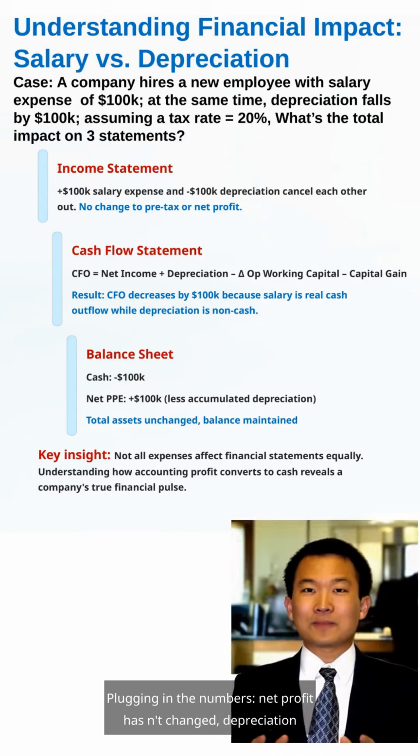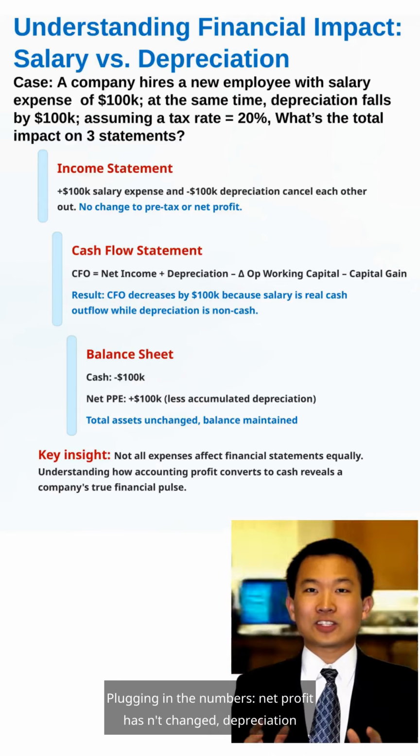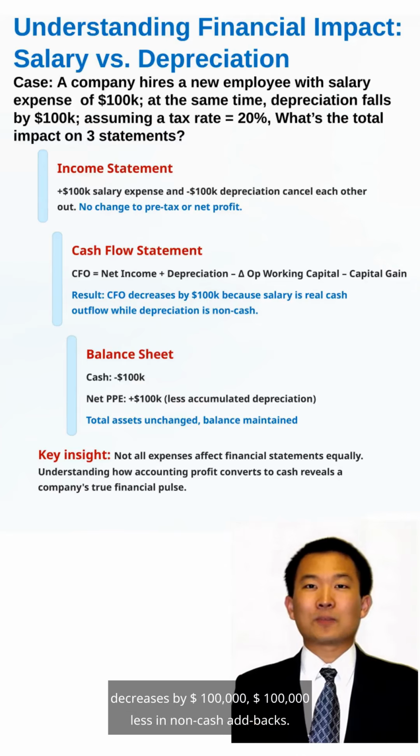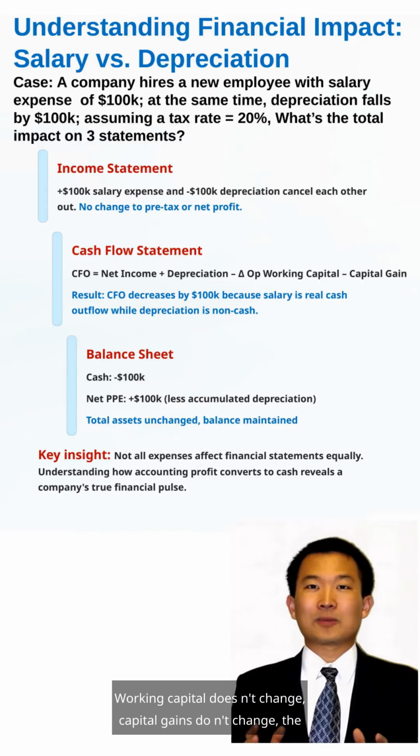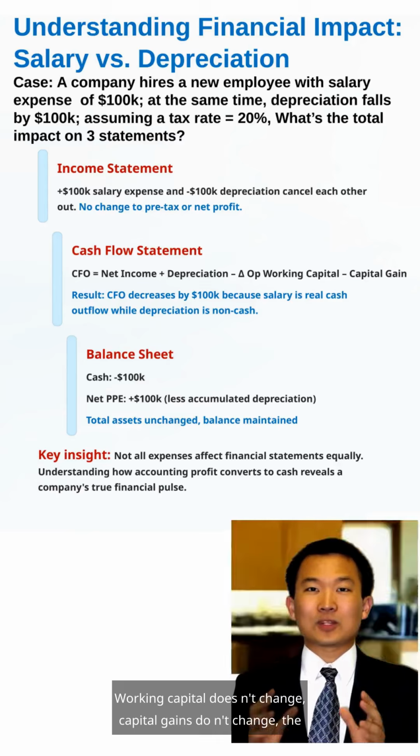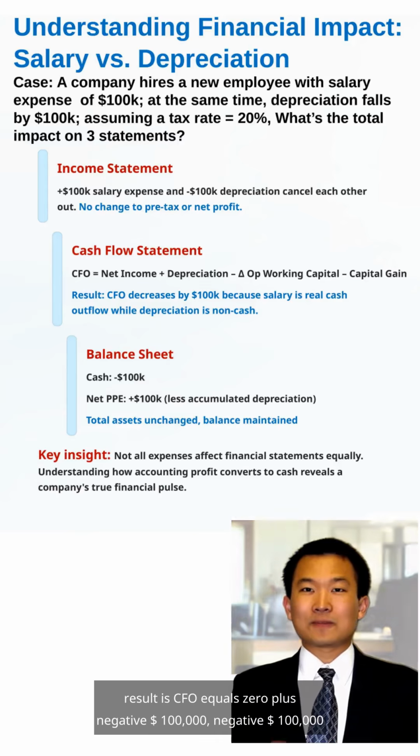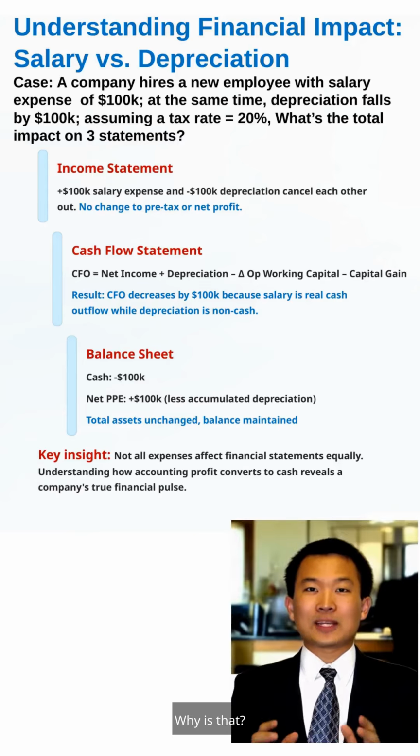Plugging in the numbers. Net profit hasn't changed. Depreciation decreases by $100,000, so there is $100,000 less in non-cash add-backs. Working capital doesn't change. Capital gains don't change. The result is CFO equals 0 plus negative $100,000. Negative $100,000. Why is that?